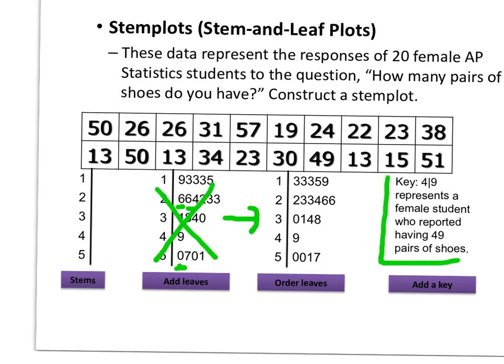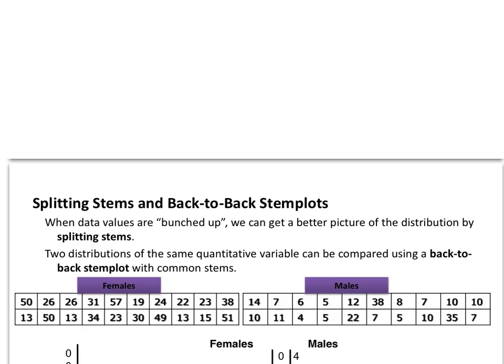Again, as I mentioned before, it's really important to have a key here to tell the reader exactly what the numbers represent. In this case, 4-9 represents 49. You can pick any example in there just to show that that's what the numbers represent. Okay? So this is a stem or stem and leaf plot.